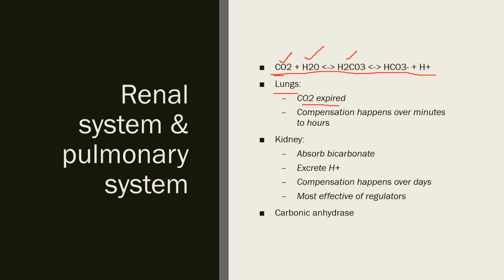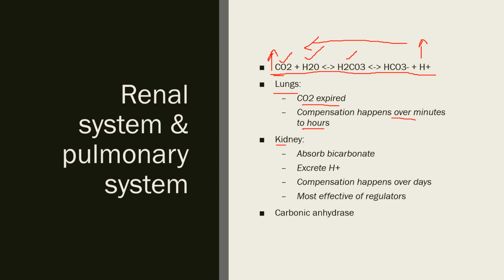This compensation in case of an increase in hydrogen ion happens over minutes to hours. Meaning if the hydrogen ion concentration in blood increases, it causes a metabolic acidosis. So what happens? The reaction shifts towards this side, causing an increase in carbon dioxide. The carbon dioxide gets expelled through lungs, forming a compensatory respiratory alkalosis.